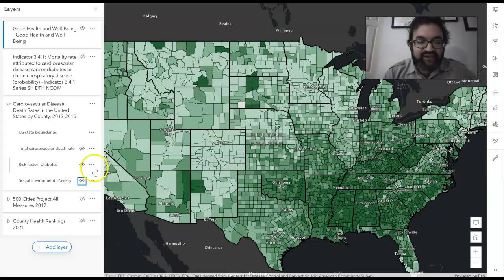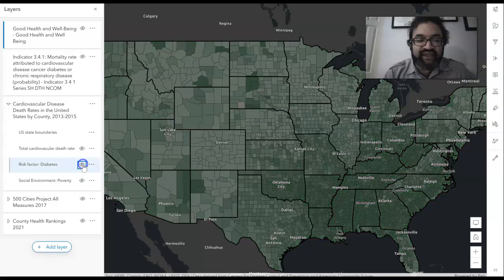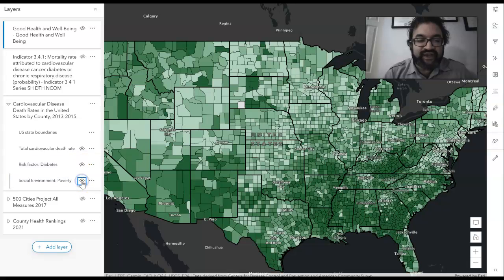Then we can move on to looking at poverty. Poverty would be considered the social environment. Are there similar patterns of poverty that we see in diabetes and cardiovascular related mortality? We do see a higher preponderance within the southern portion. The patterns might be different depending on which map you're looking at.